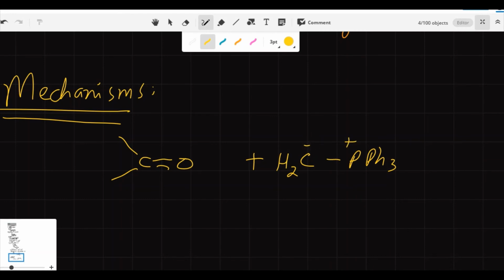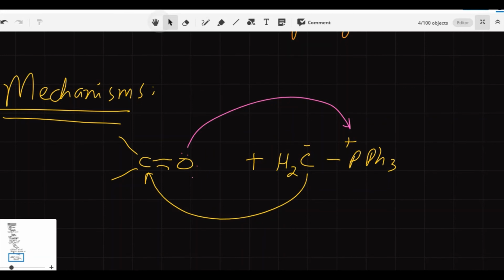Now how is it possible? First of all, the negatively charged carbon will attack the carbon atom of the carbonyl group, because you know that oxygen is more electronegative as compared to carbon, so there is a partial positive charge on its carbon atom. And the oxygen will preferably make a bond with the phosphorus. I am going to show you in this structure.